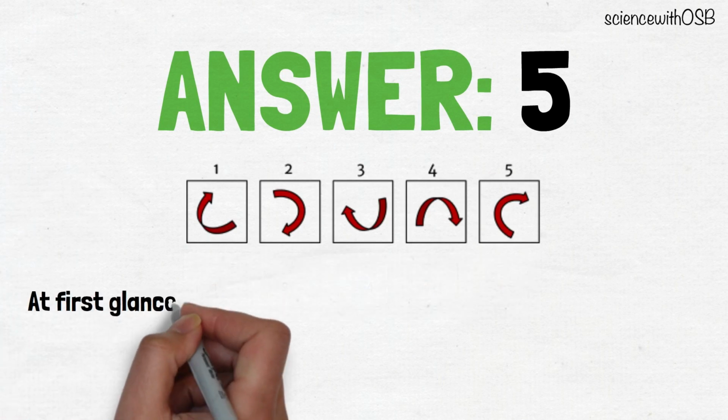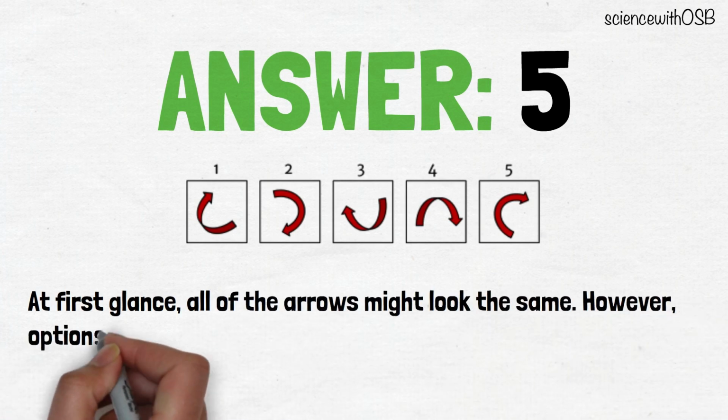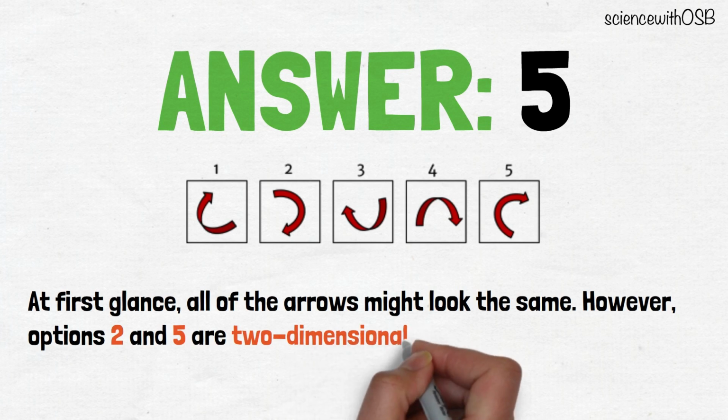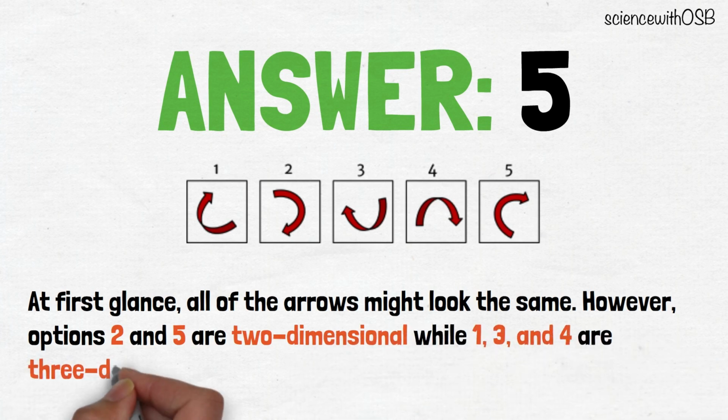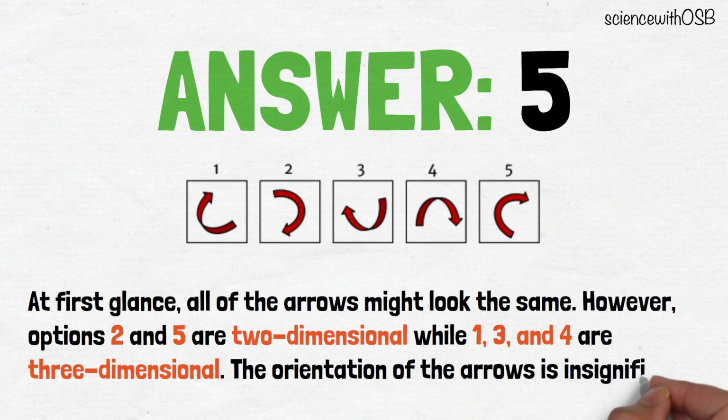At the first glance, all of the arrows might look the same. However, options 2 and 5 are two-dimensional, while 1, 3 and 4 are three-dimensional. The orientation of the arrows is insignificant here.